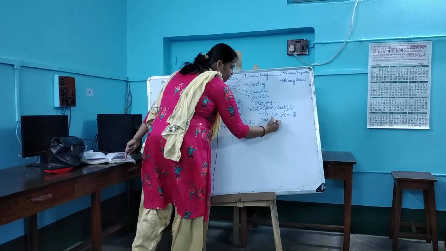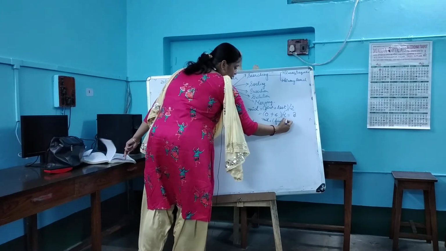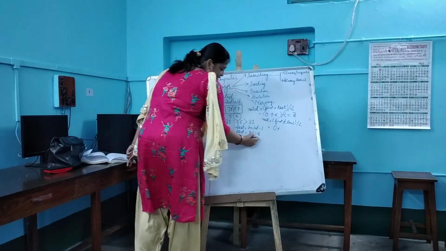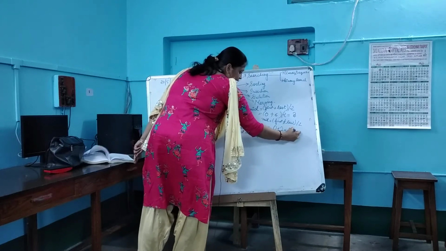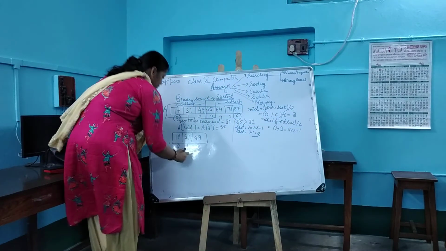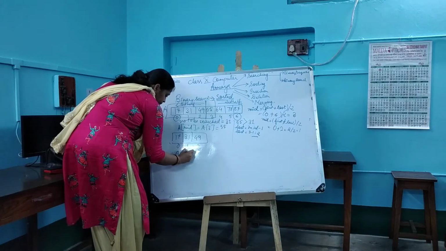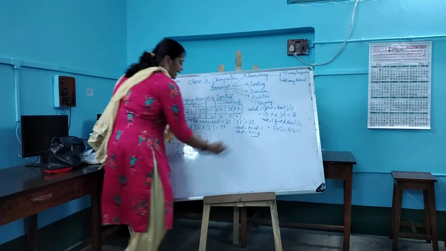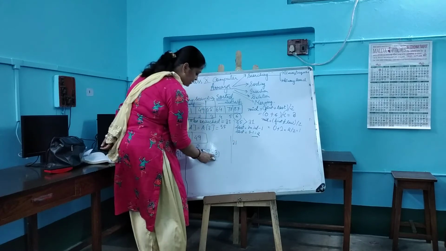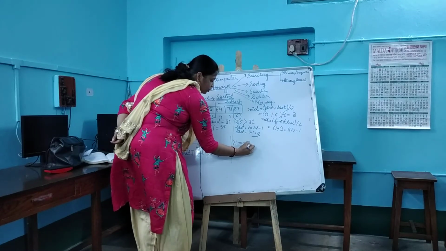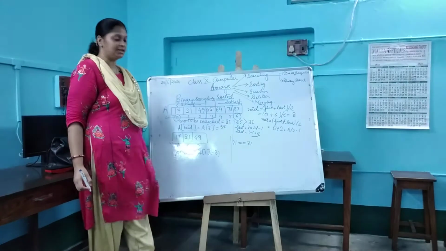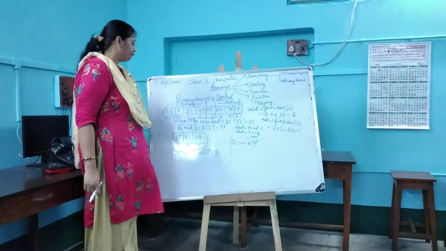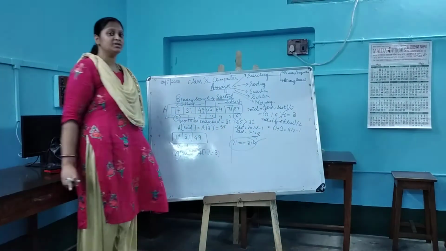So mid, first, same formula, first plus last by 2. First is 0, last has become 2. So 2 by 2 is 1. That means the mid position we got is A1, that is your 31. Now we will check whether the element which is present in the mid position is equal to the element which is being searched. Yes, these two elements are same. That means we have found our number, or the search is successful.